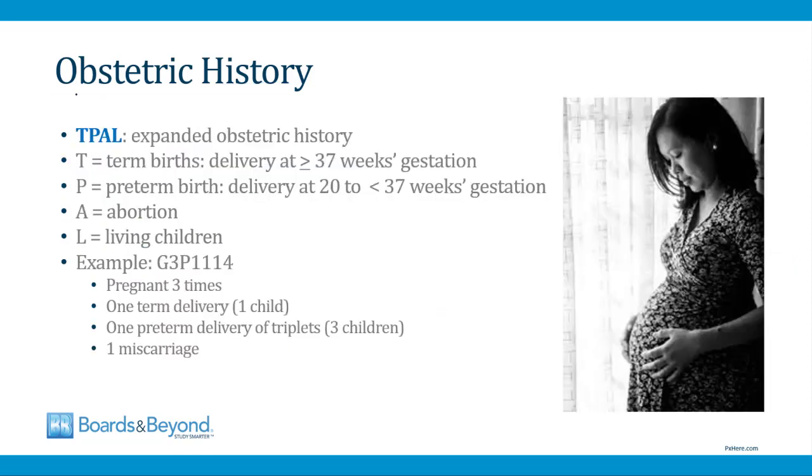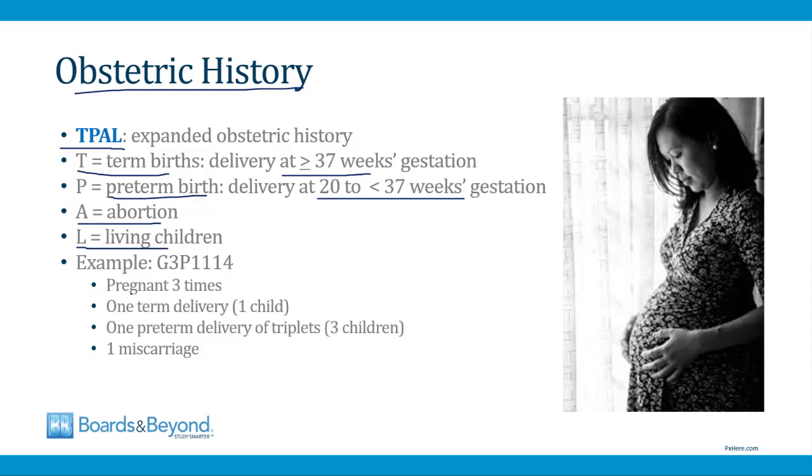Sometimes when we're describing the obstetric history of women, we use a more expanded obstetric history called the TPAL system. When you're using this system, T refers to the number of term births a woman has had, which are births where the child was delivered at equal to or greater than 37 weeks gestation. The P in the TPAL system is for preterm births. These are births delivered between 20 and 37 weeks. And the A is for abortions or miscarriages which occur before 20 weeks. And then finally the L is for the number of living children.